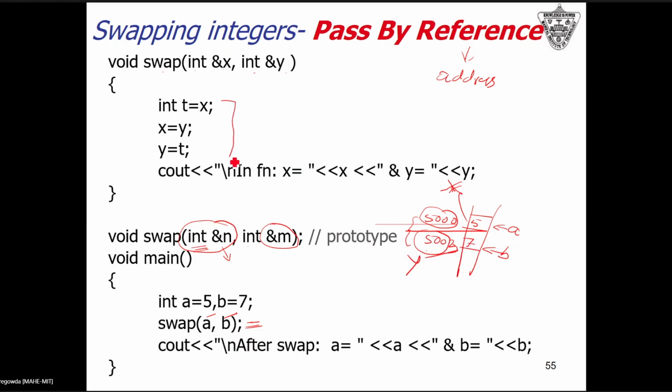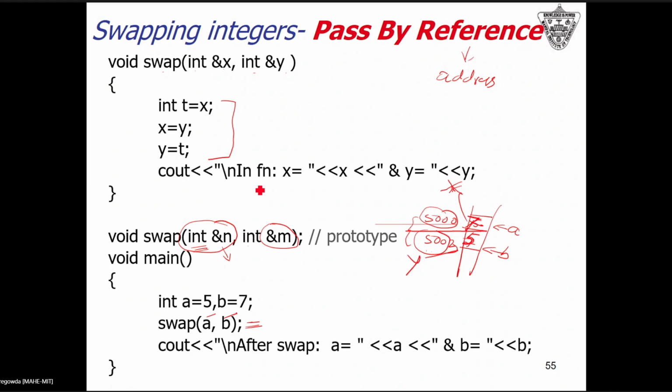So now here I have a statement. I am going to swap the values of these. When I do the swapping, what exactly happens is that the variables x and y manipulate the contents of 5000 and 5002, so that the integer values 5 and 7 get swapped. This does not happen in the previous case because the previous case uses pass by value.